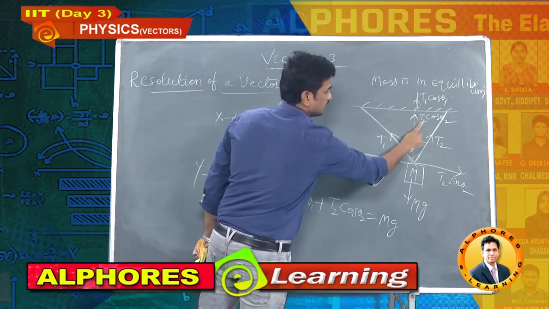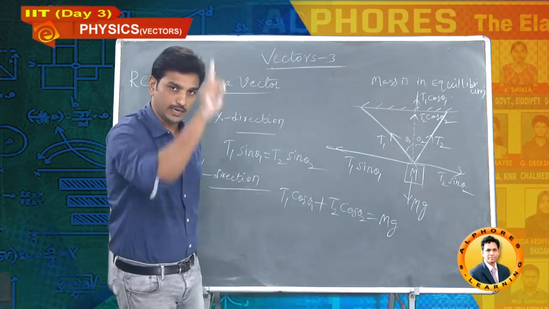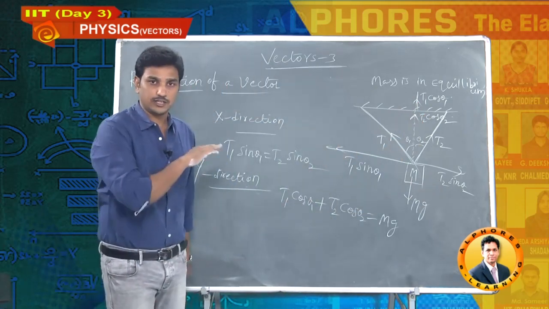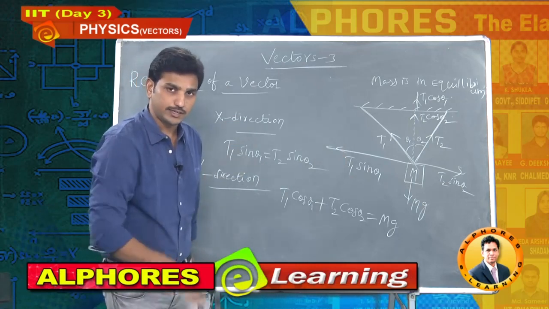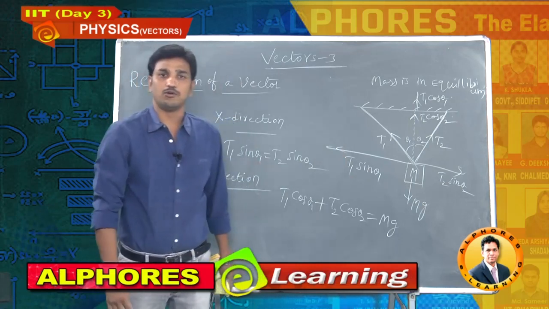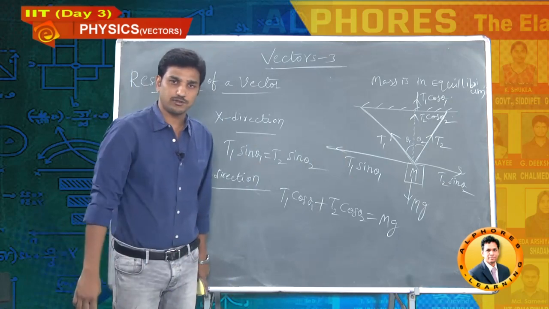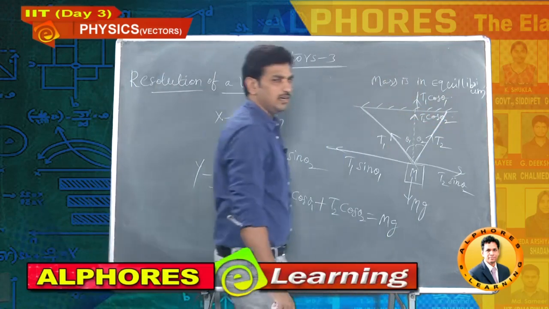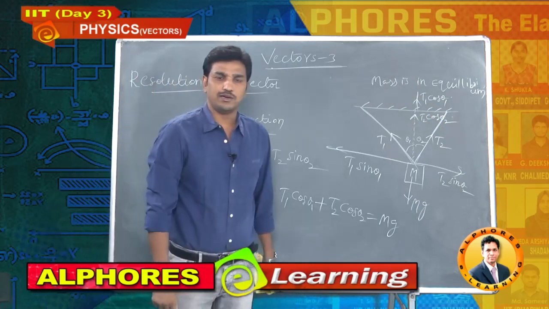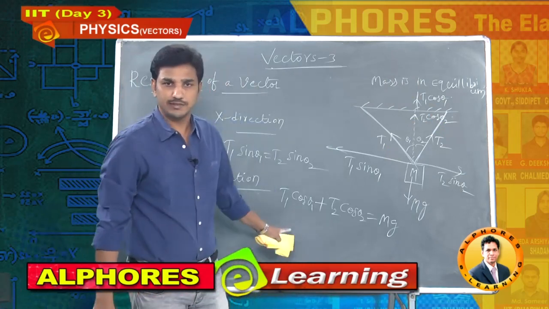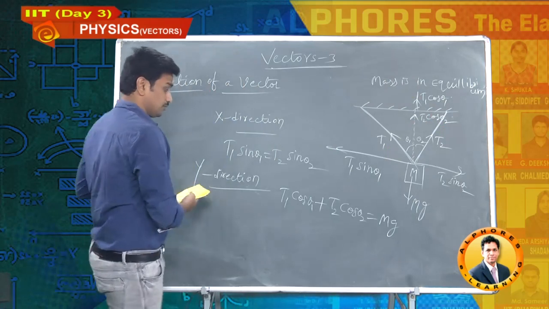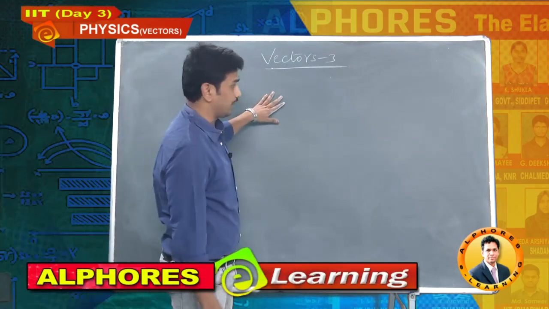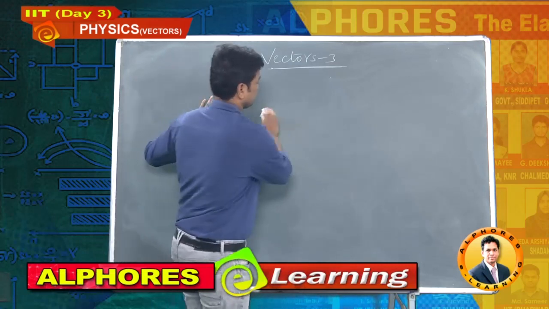T1 cos theta 1 and T2 cos theta 2 act vertically upward, mg acts vertically downward. Horizontal forces are equal and opposite, vertical forces are equal and opposite. Overall forces balance, net force is 0. That's the meaning of equilibrium. I think you understand how we will use resolving of components in our physics. One more, how we can resolve the components, one more.